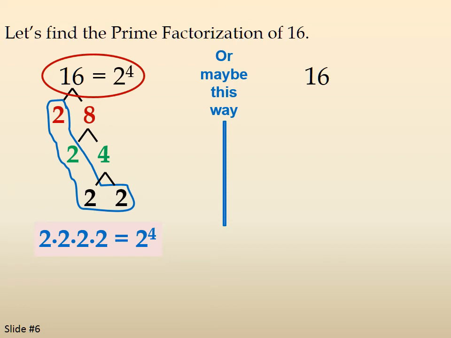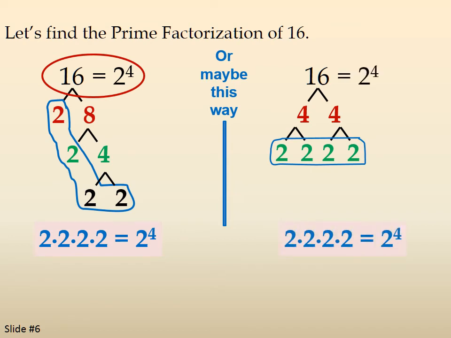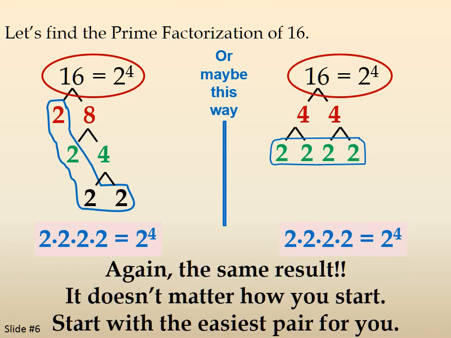Or maybe you wanted to start this way. 16 is 4 times 4. And each of these 4s can be broken down into 2 times 2. Grab the numbers at the end of the stems, and we have the same answer. Again, it doesn't matter how you start, as long as you follow the rules. Just pick whatever pair is easiest for you.